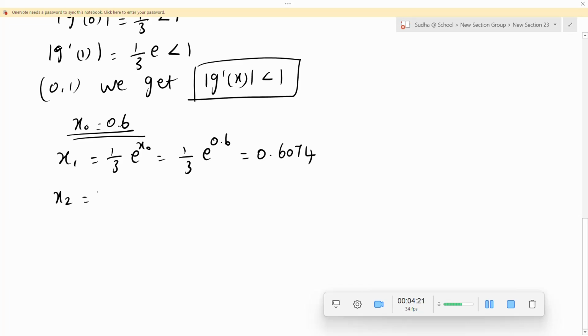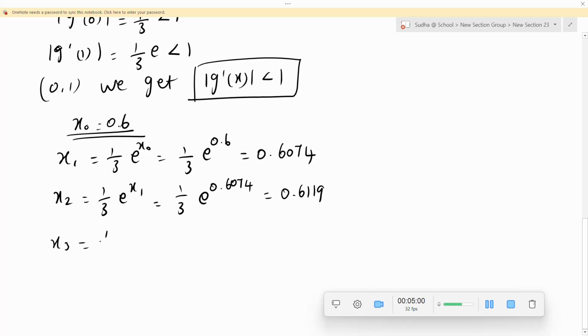Next is x2, 1 by 3 e to the power x1. So 1 by 3 e to the power x1 value 0.6074. Using the calculator to simplify, we get 0.6119. When the x values are repeated, then we have to stop the process. So now x1 and x2 have exactly one decimal repeated, so we can continue the process.